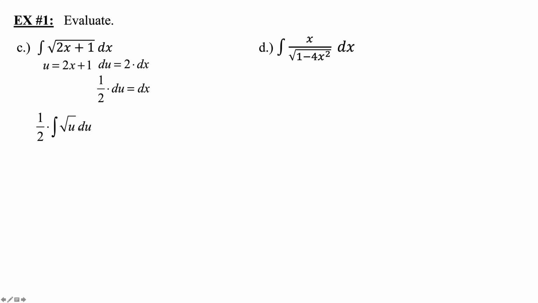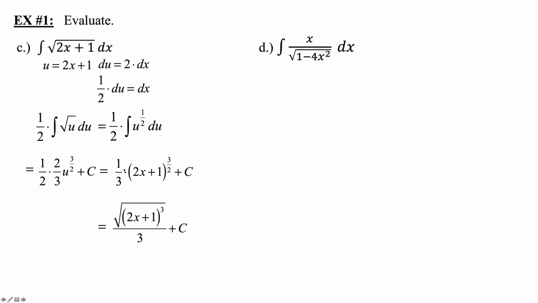As we've done in the past, we put u to the 1/2, then we add 1, which is 3/2, then divide by 3/2 or multiply by 2/3. So the 1/2 that's already out there times the 2/3 becomes 1/3 u to the 3/2 power plus c. Substitute back in your 2x plus 1, and we could leave it like this, or you could change it back into a radical. The 2 in the denominator of the root is the square root, and the 2x plus 1 is all raised to the third power. That's the top power in the fraction.